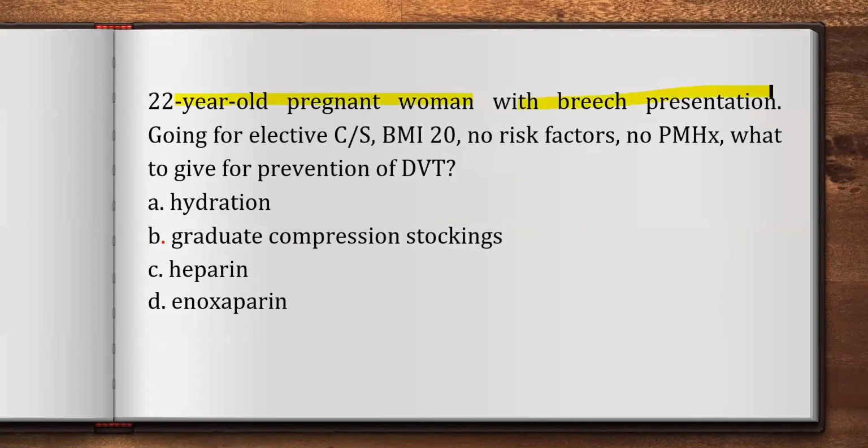A 22-year-old pregnant woman with breech presentation, going for elective cesarean section, BMI 20, no risk factor, no past medical history. What to give for prevention of DVT?